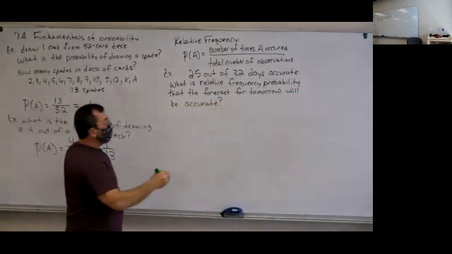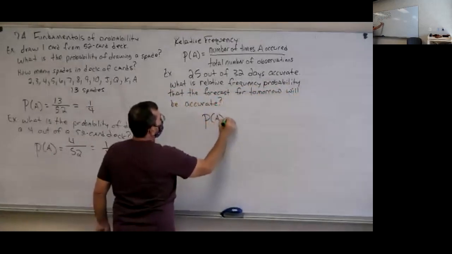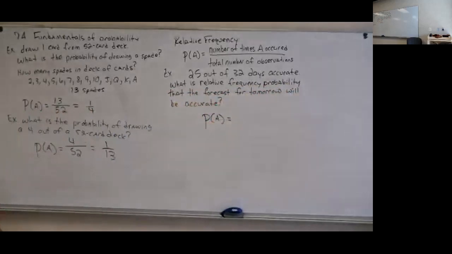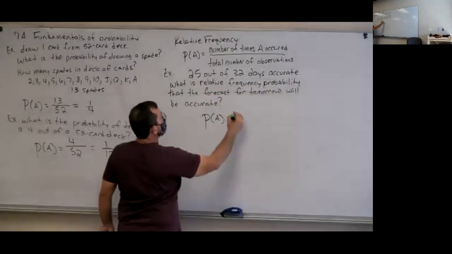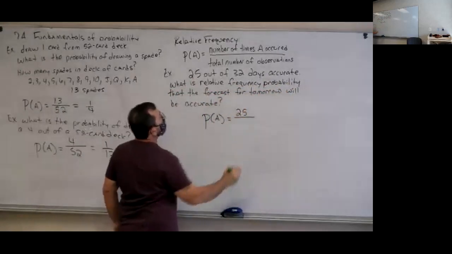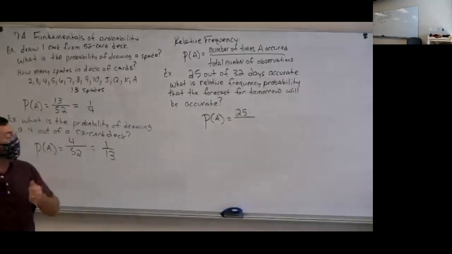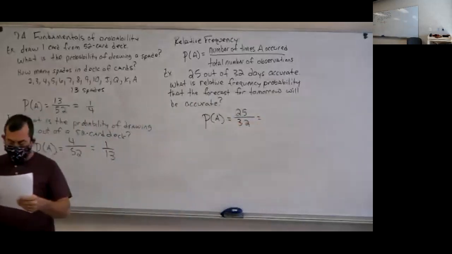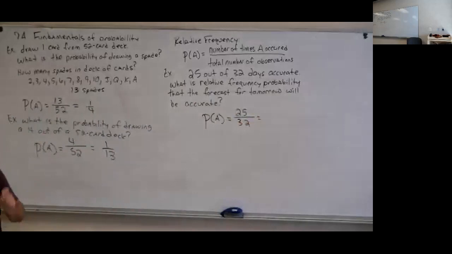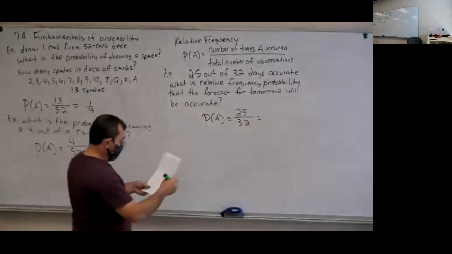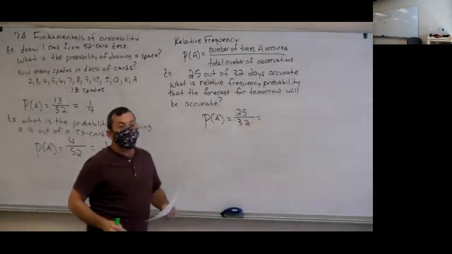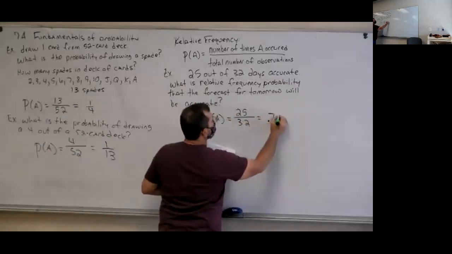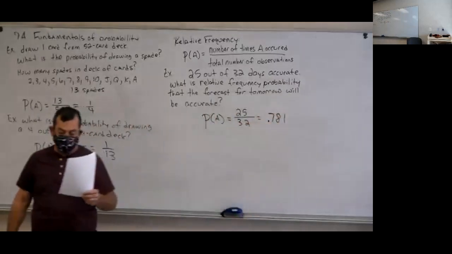I'm going to do my P over A. So on top, we want to know how many times were they accurate? And it's telling me they were accurate 25 times. The total days was 32. So if we divide that, that'll give me a decimal. That'll be my relative frequency. Now, they want these rounded to the nearest thousandths. So the nearest thousandths is going to be 3 decimal places.